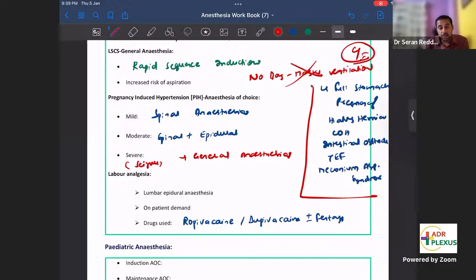But with RSI, in the next session there will be a quick session which will be explained about RSI. Don't worry.